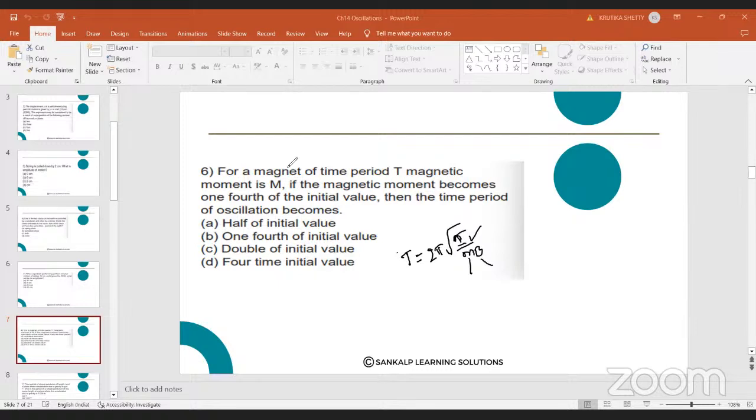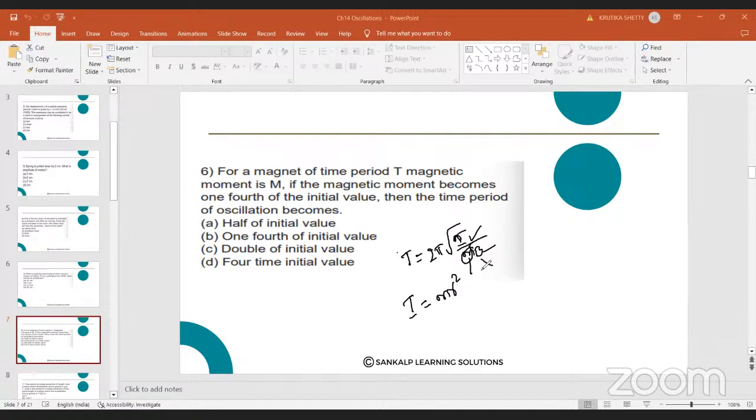Yes. What is the answer? Here I is moment of inertia. You can substitute it as m r square also. Okay. Next, m is mass here. This is not magnetic moment, this is mass. This becomes magnetic field.